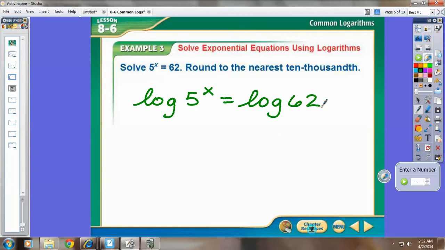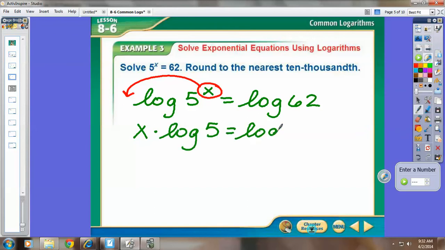I'm just adding logs to both sides. And the reason I had to do this is I was unable to simplify my exponential equation. You know some properties of logs that you can utilize here. Where is that x going to go? To the front. We know if we have an exponent, we're going to move it out to the front. So really we have x times log 5 equals log 62.